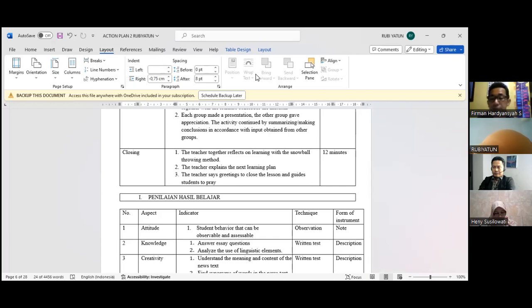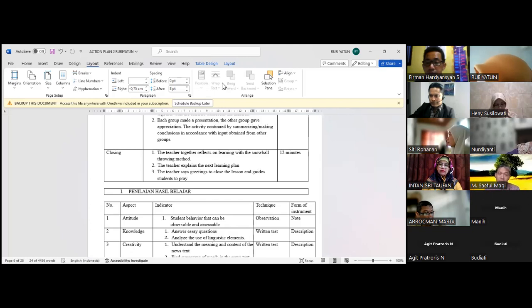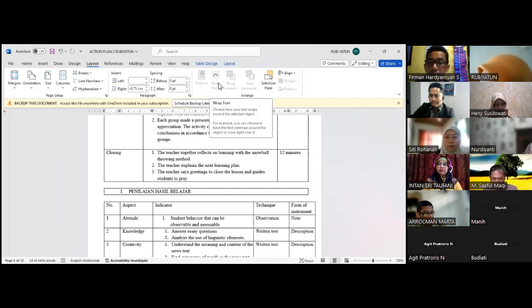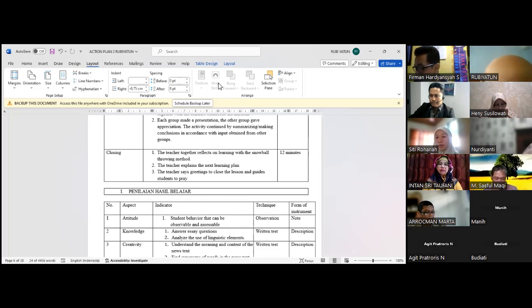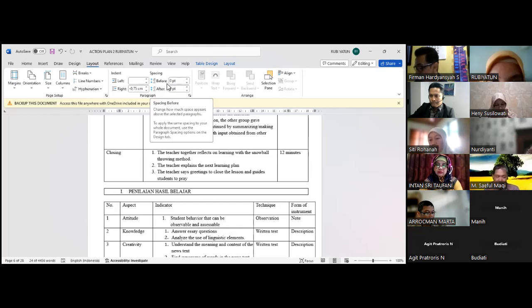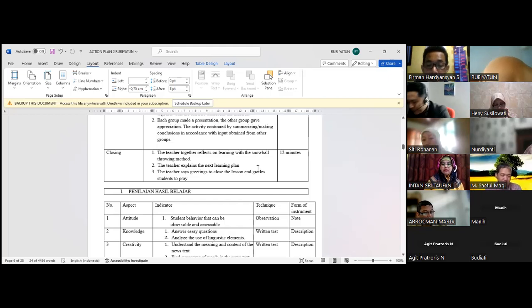For 12th grade, yes. Not all of the student grades, it will differ based on the grade. In the 10th grade it is 70, in the 11th grade it is 75, and for the 12th grade it is 77. Okay, that's it. Thank you, Mr. Firman. Thank you, Mr. Priyanto. I guess that should be enough.